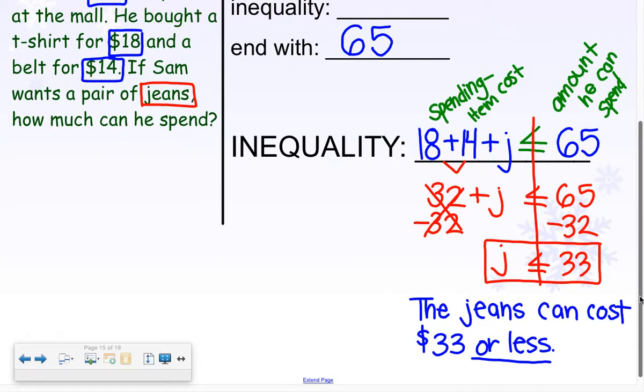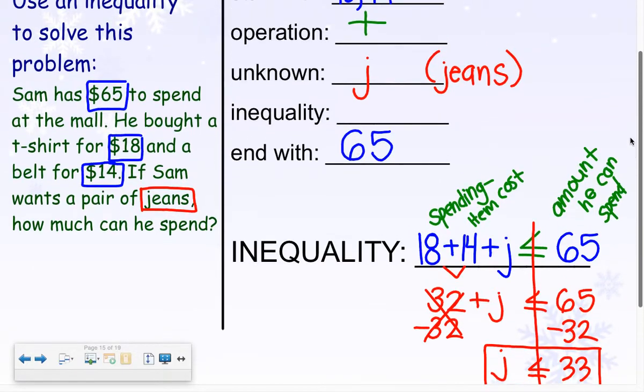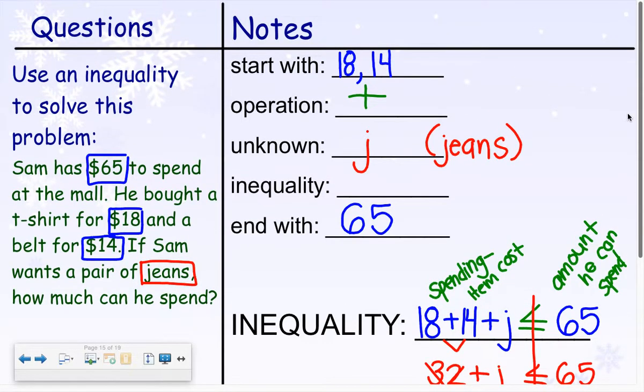So what you have to keep in mind with an inequality is that the answer isn't just 33. The jeans don't have to be $33 exactly. They can be $33 or any amount under that. And then he just has extra money left over. So he can spend $33 or less on the jeans.